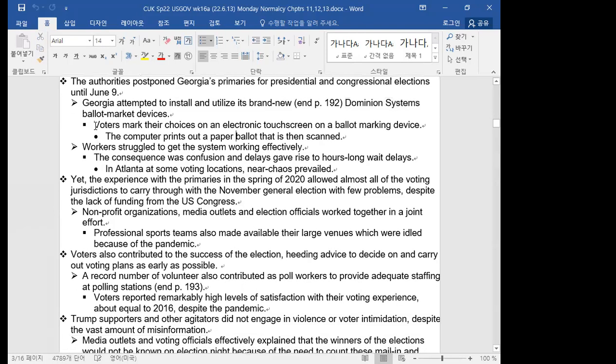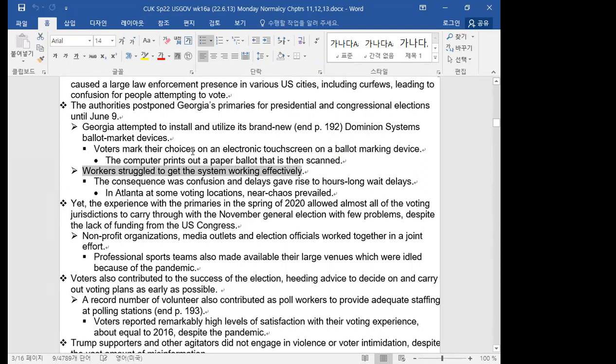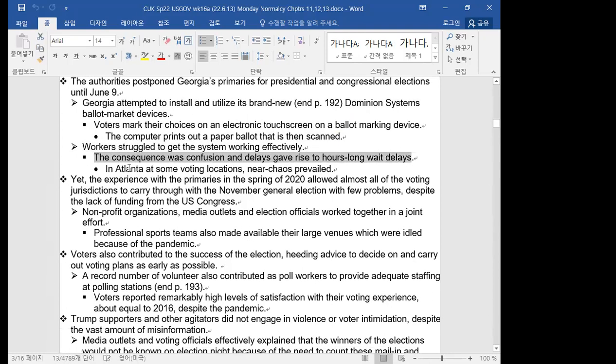Voters mark their choices on electronic touchscreen on a ballot marking device. The computer prints out a paper ballot that is then scanned. Workers struggled to get the system working effectively when it was first used in the primaries. The consequence was confusion and delays, giving rise to hours-long waits in Atlanta, in some voting locations, in the June 9th primary. This is, of course, a place where blacks are concentrated. In some Atlanta voting locations, there was near chaos.